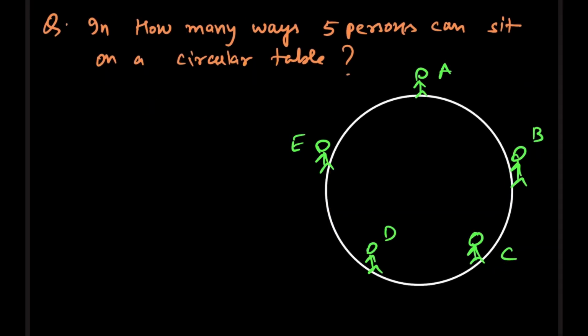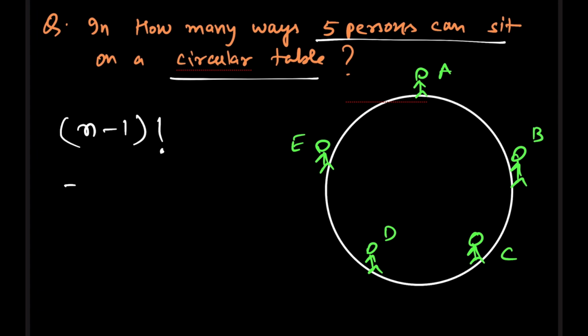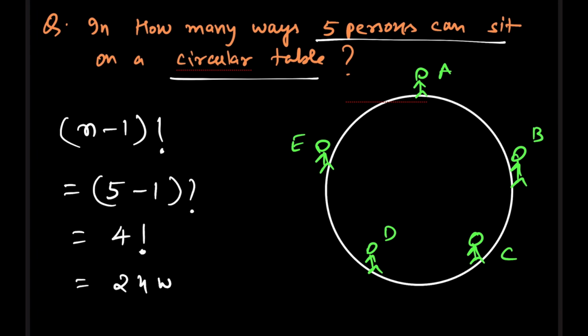Thank you. Now let's see some simple and direct questions on circular permutation. In the first question, 5 persons are sitting at a circular table. How many different arrangements are possible? You know the formula n minus 1 factorial, which is 5 minus 1 factorial, that is 4 factorial ways, which will be 24 ways. It is a very simple and direct question.